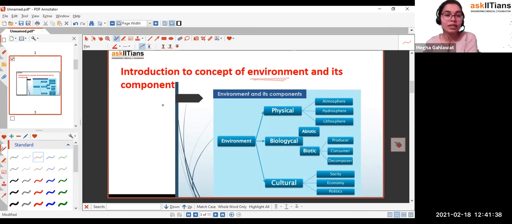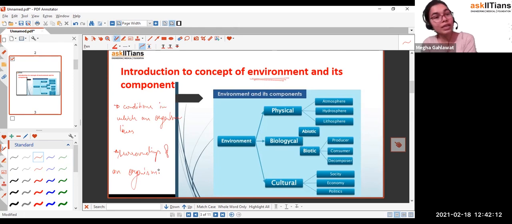So I'm just going to write that down here for you. What is environment? Environment is the conditions in which an organism lives, right? Or surroundings of an organism, right?